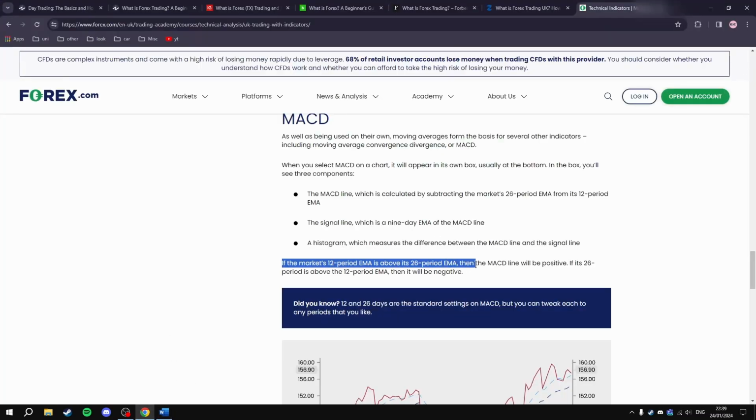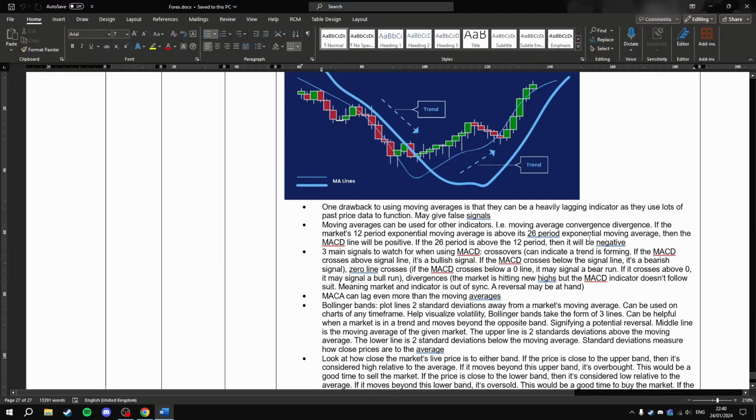If the market's 12 period EMA is above its 26 period EMA, then the MACD line will be positive. If its 26 period is above the 12 period EMA, then it will be negative. So if the market's 12 period exponential moving average is above its 26 period exponential moving average, then the MACD line will be positive. If the 26 period is above the 12 period, then it will be negative.